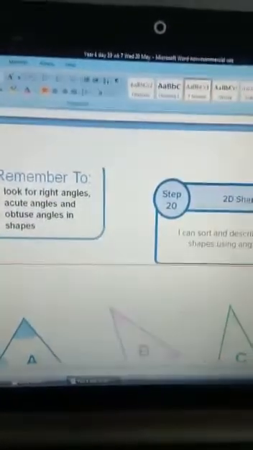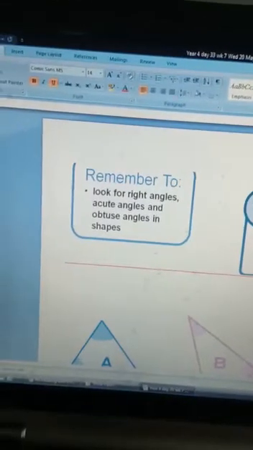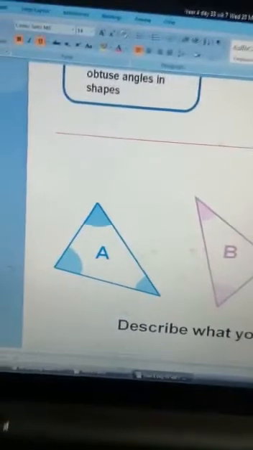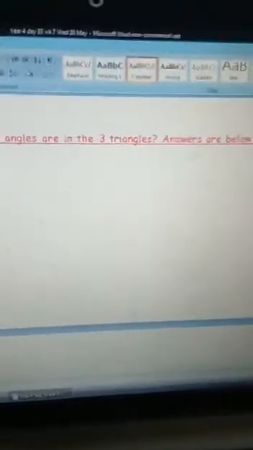Okay, I'm going to sort and describe 2-dimensional shapes using angles. Look for right angles, acute angles and obtuse angles in shapes. So here we've got 3 triangles, A, B and C. Describe the angles that you see. What does triangle A have? What types of angles are they? And B, what types of angles are in B? And in triangle C, what types of angles? You can go down.